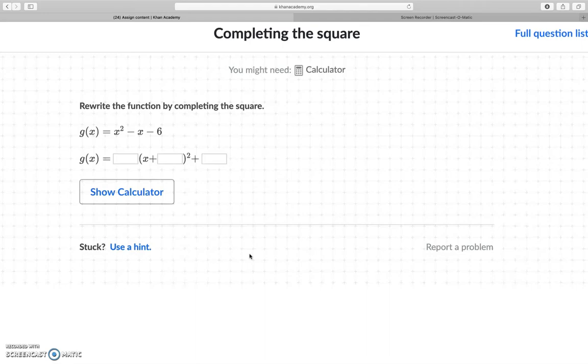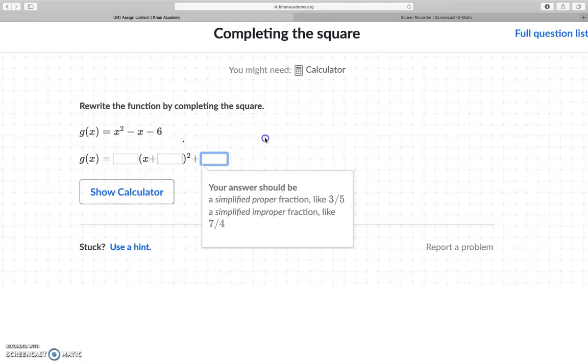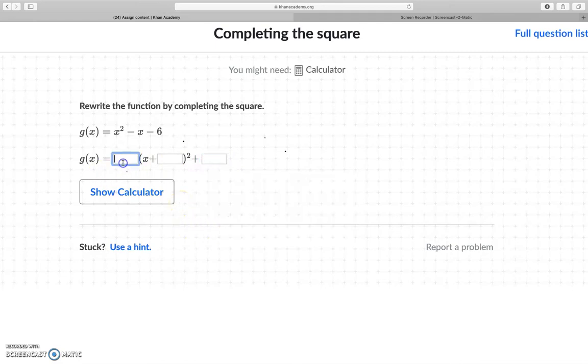I am going to be going over how to complete this assignment titled Completing the Square. There are a couple things I want to tell you before we get started. The first thing you need to know is that this assignment is going to ask you two types of problems. One type of problem, the more challenging one, will have three blanks like this. And then there's going to be another type of problem that is going to have just two blanks. So keep that in mind.